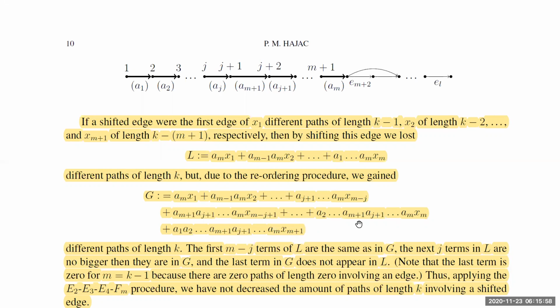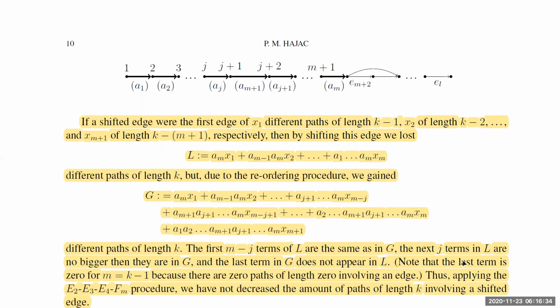But we are still good because the first m minus j terms are equal. The further j terms are greater or equal, and then we have a term which is non-negative. It might be 0, but it cannot be negative, right? These are all natural numbers. So we are good. We gained more than we lost. That's exactly what we wanted. Yeah, and here's this discussion. Note that the last term is 0 for m equal k minus 1. This is what we explained.